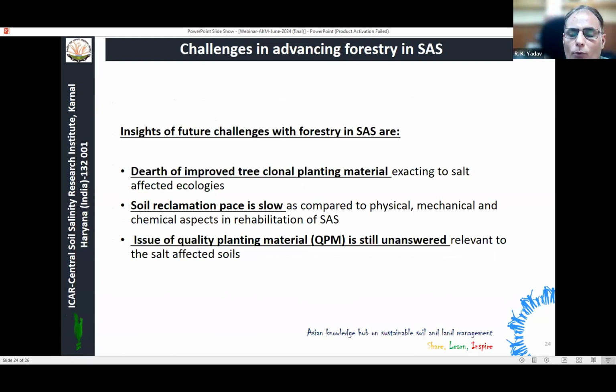And there is one more challenge, that the reclamation process, particularly with the trees, is slow, and there is a need to integrate it with the chemical amendments or the mechanical amendments to make it faster for the farmers or the agencies having these salt-affected lands. So this is a very major challenge, and we are going to address it in the coming times. And finally, there is a problem of quality planting material that is faced everywhere. If the quality planting material is good, then we have good plantations.